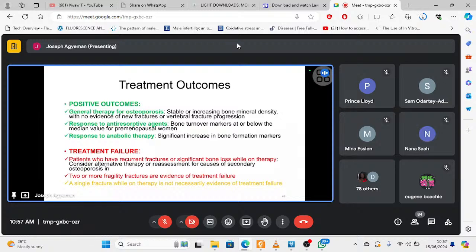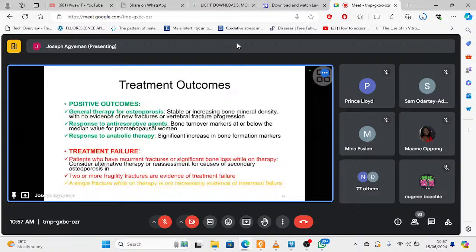In respect to an anti-resorptive agent, it is obviously going to block osteoclastic activity, and therefore we are not going to get bone resorption. In this case, when bone turnover markers are very low, then we know that we are achieving success, because you don't want the bone to be what?